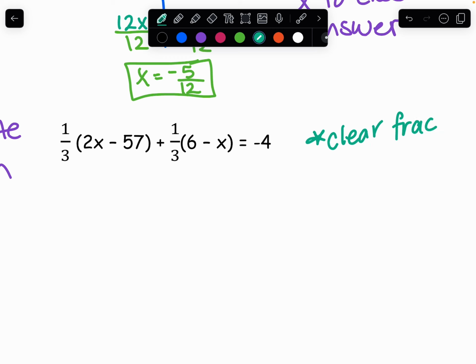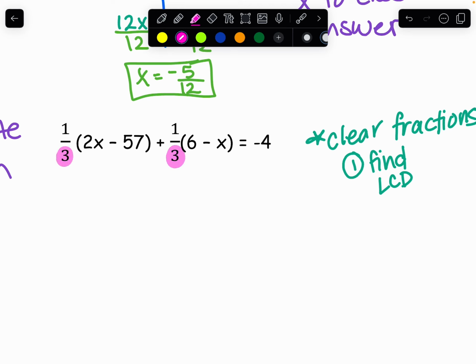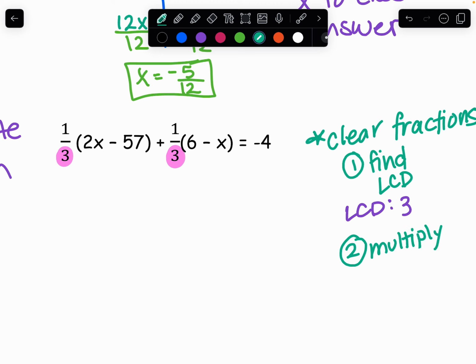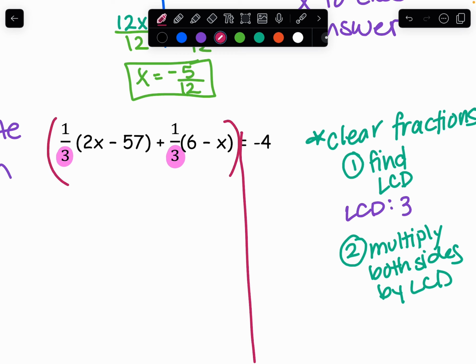And so how we clear fractions is, first step, find an LCD. And so what that is, it's a common multiple of your denominators. Well, we're lucky for this problem that they are the same denominators. So our LCD in this problem is 3. And so what we do next is you multiply both sides by the LCD. Okay, so what that means is, again, line through that equal sign. We're going to multiply both sides by 3. What we do to one side, we have to do the other.